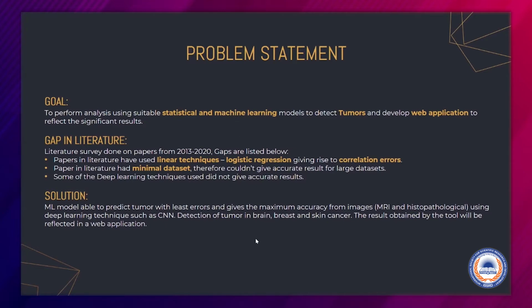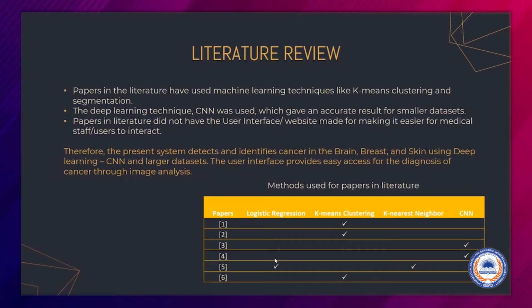So these are some of the papers which are listed here. The references are mentioned at the end. K-means cluster segmentation and deep learning techniques like CNN had given accurate results. Some of the CNN models had given accurate results, but we found that the interface was not user-friendly in certain cases. So we are trying to give all together in this research.